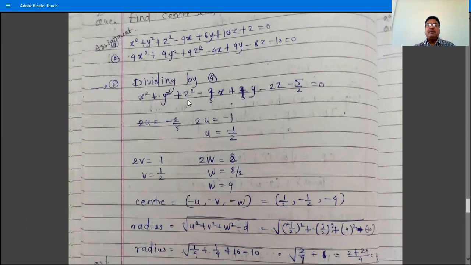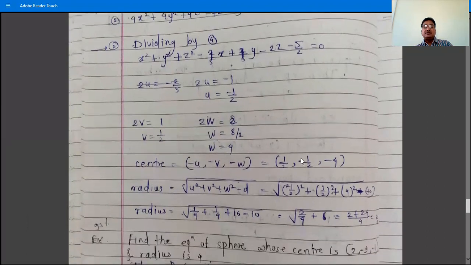So compare this equation with x square plus y square plus z square plus 2ux plus 2vy plus 2wz plus d is equal to 0. And so the w written here is wrong. So write 2w as minus 2. So w is minus 1. And the value of d is minus 5 by 2, right? D is minus 5 by 2.